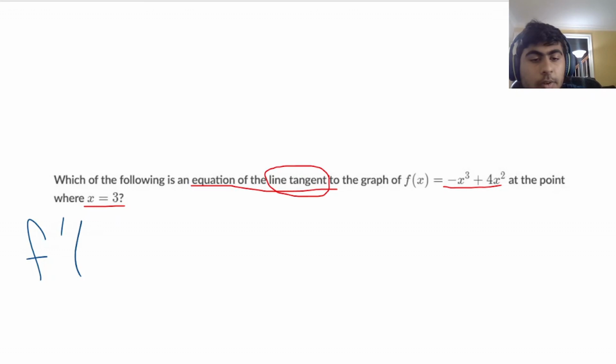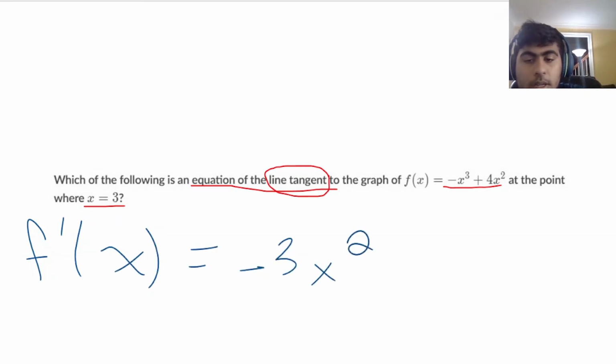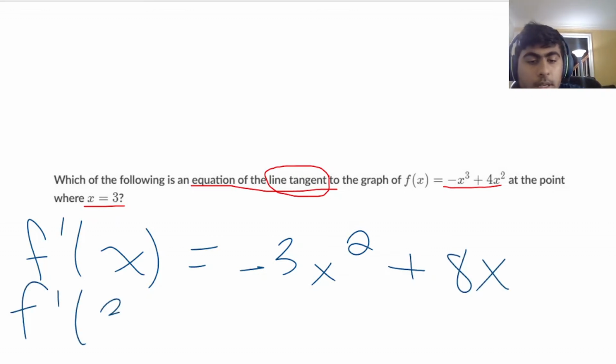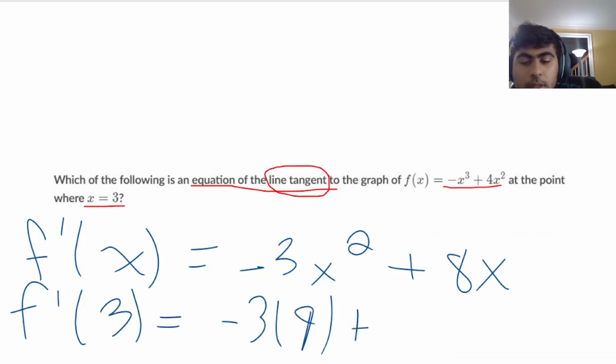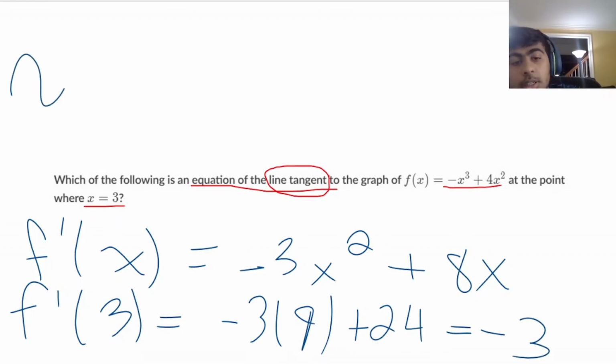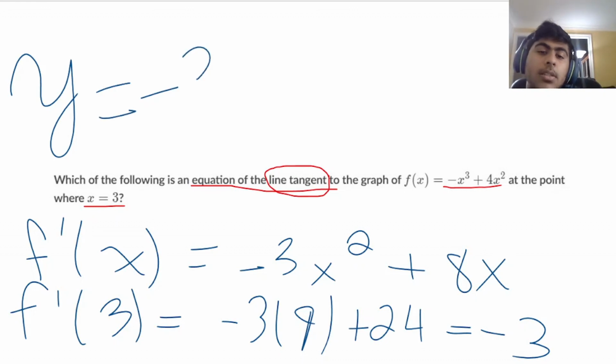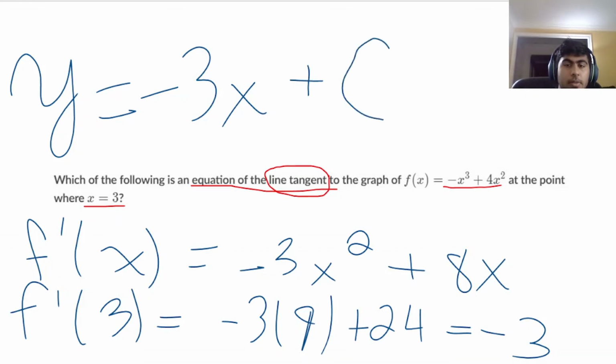f prime of x is going to be negative 3x squared plus 8x. So f prime of 3 is going to be negative 3 times 9 plus 24. It's going to be negative 3. So our equation is then y equals negative 3x as our slope. And then we need to have some constant. And we figure out that constant by finding a point. And that point could be x equals 3. So we plug in x equals 3.